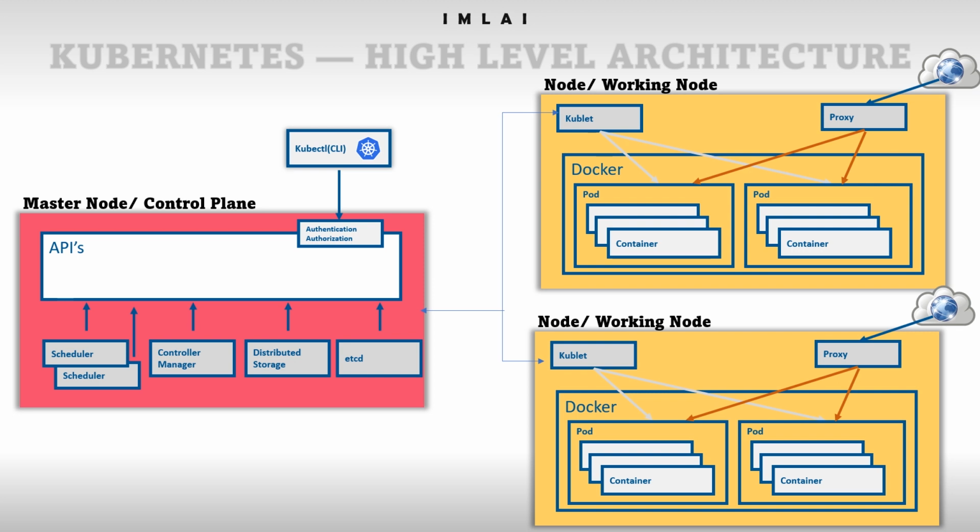So this is the high level sneak peek into the Kubernetes architecture. In a Kubernetes architecture, we look at the cluster first. The cluster consists of a master node or control plane, that is one host, and other than that you will have worker nodes. Worker nodes consist of a Docker container runtime engine, kubelet and proxy, whereas the master node or control plane consists of API server, scheduler, controller manager, and etcd.